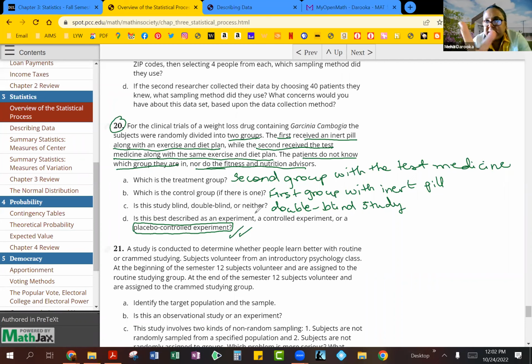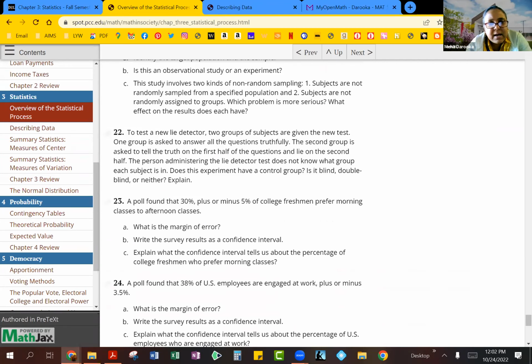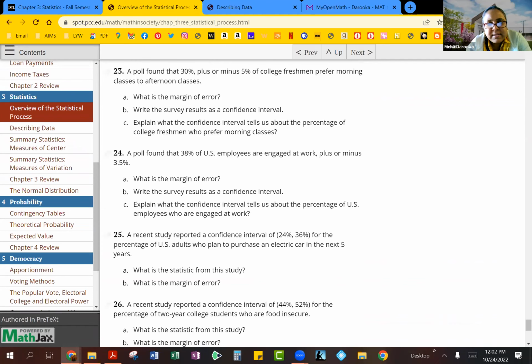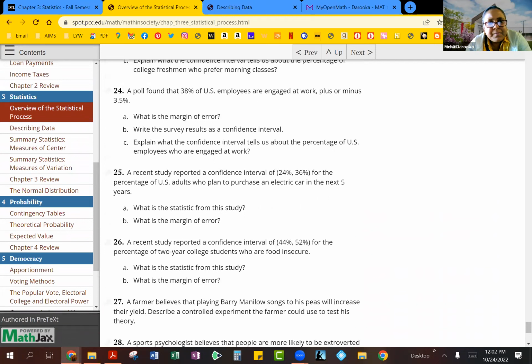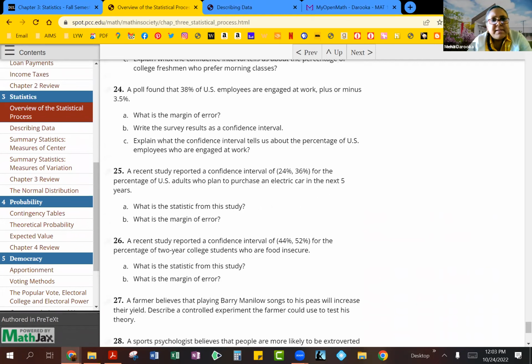So a couple of your questions are going to be just identifying what kind of study you're doing, what type of experiment and stuff you're looking at. All righty, good job, guys. And then the other one I was looking at, let's look at 24.